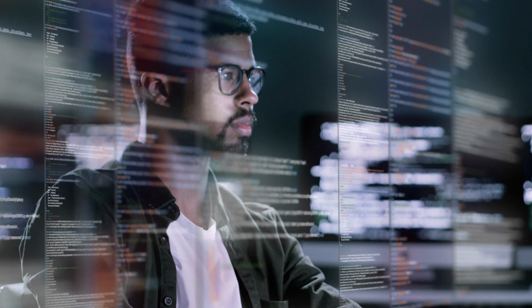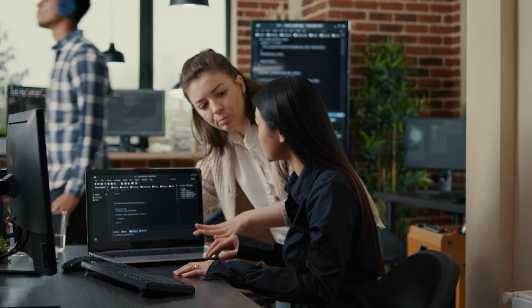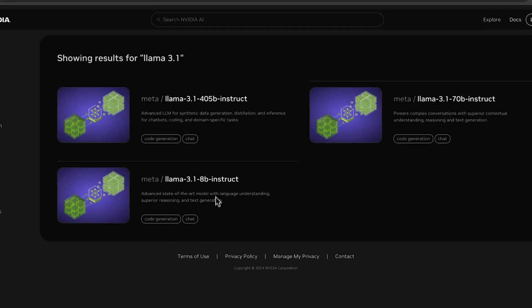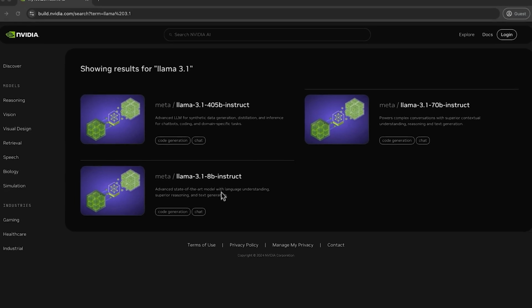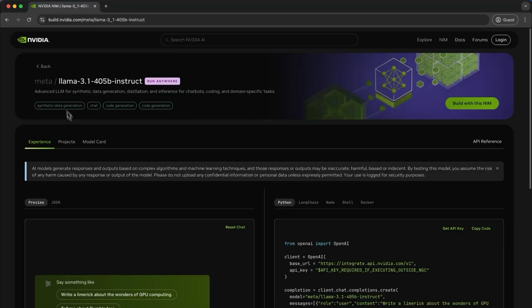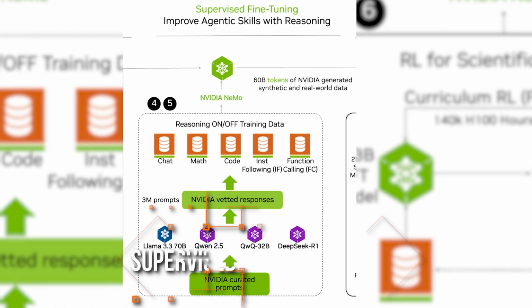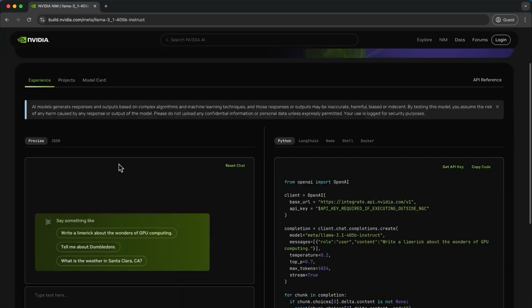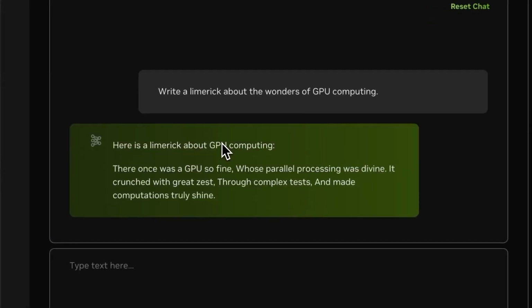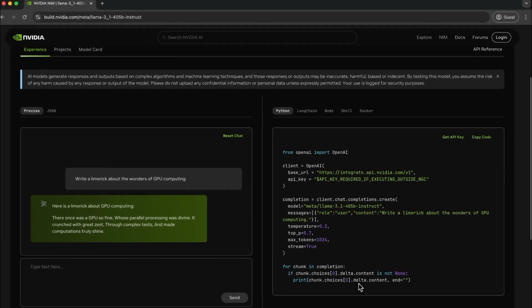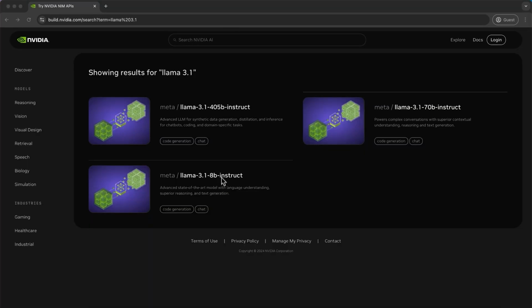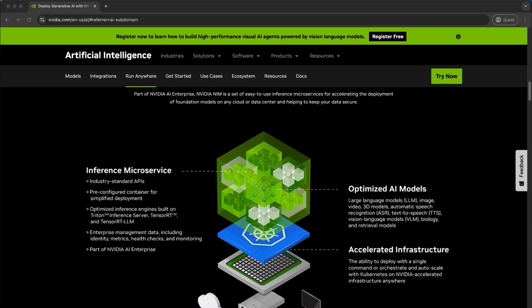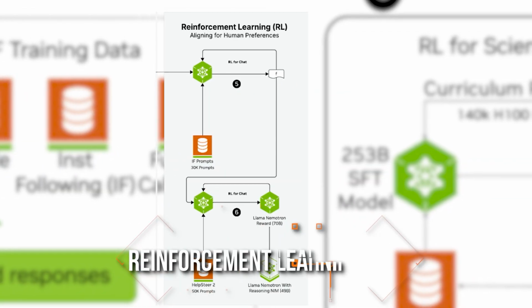Architecture's only part of the story. The training process was also incredibly sophisticated. NVIDIA used a multi-stage post-training pipeline after starting with the strong Llama 3.1 base. Step 1. Supervised fine-tuning, or SFT. They fine-tune the model specifically on domains like math, code generation, chat interactions, and using external tools, making it good at specific, useful tasks.